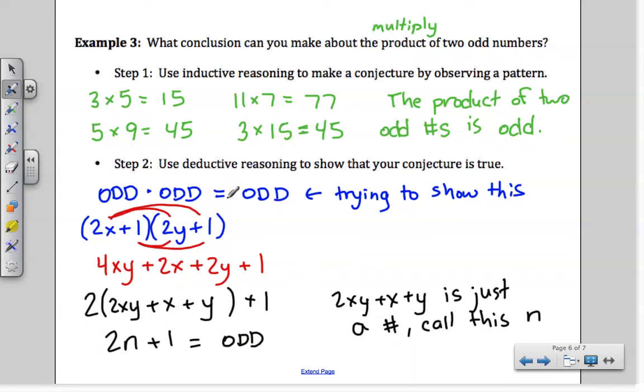So deductive reasoning was the step-by-step, very formal method, whereas we started out with inductive reasoning, just looking for a pattern, trying things out, and trying to figure it out. So laws of logic today, law of detachment, law of syllogism, and talking about using inductive and deductive reasoning to show a conjecture is true.